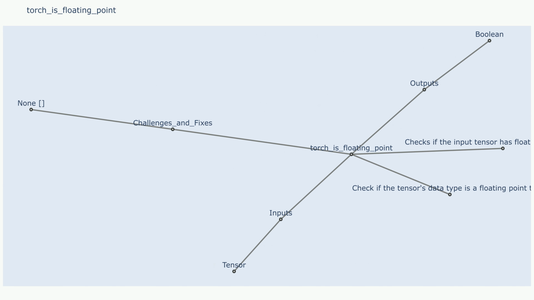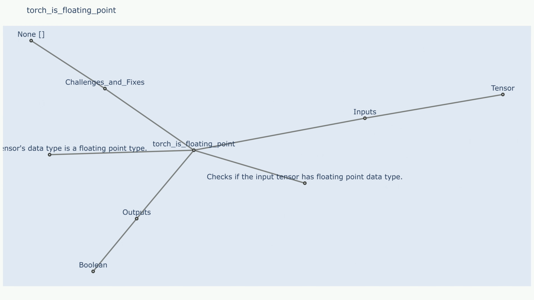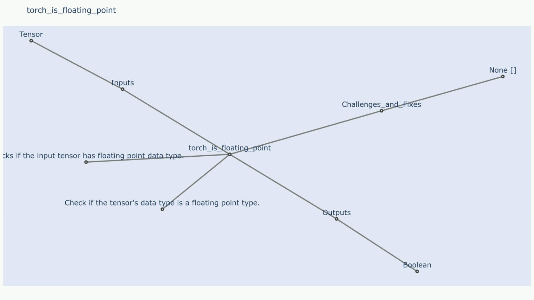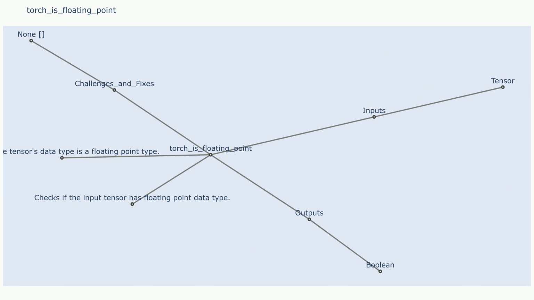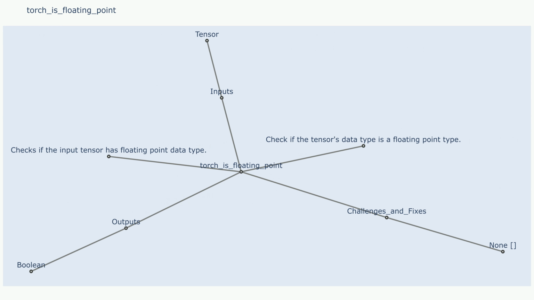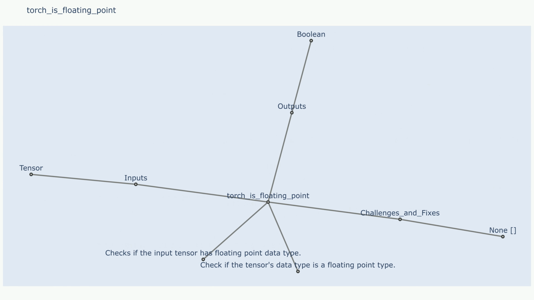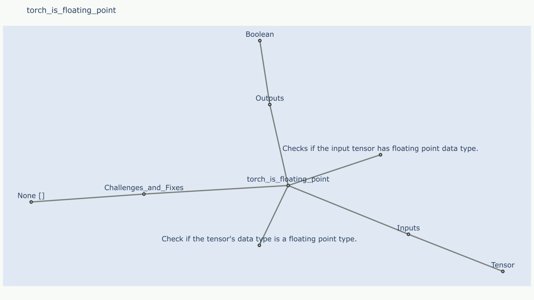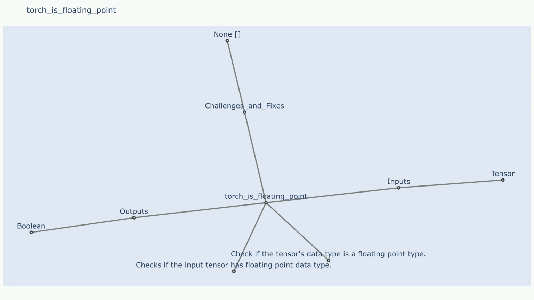Inputs. Input 1: tensor, the input tensor whose data type is being checked. Outputs. Output 1: bool, true if the tensor's data type is a floating point type, otherwise false. Steps. Step 1: The function examines the data type of the input tensor. Step 2: If the data type is a floating point type like float32 or float64, it returns true. Otherwise, it returns false.